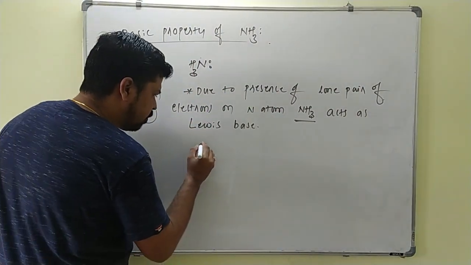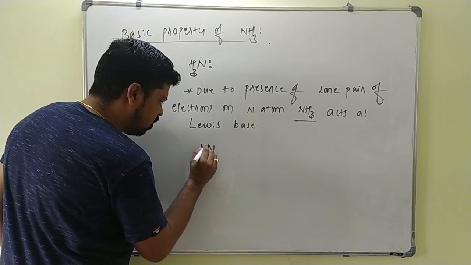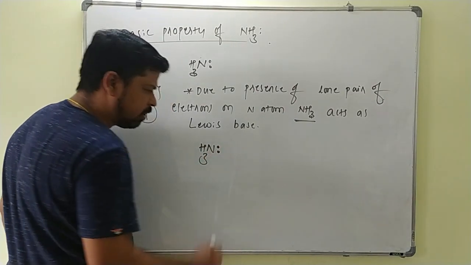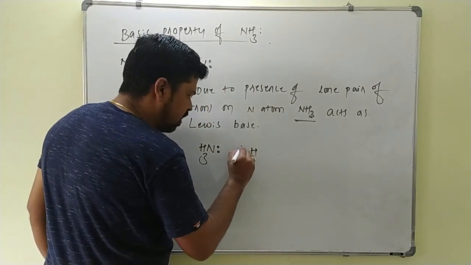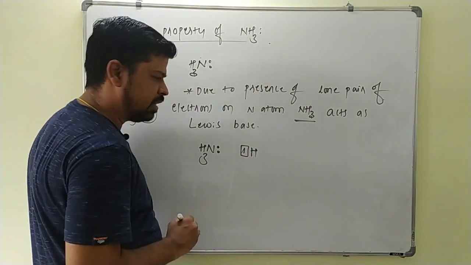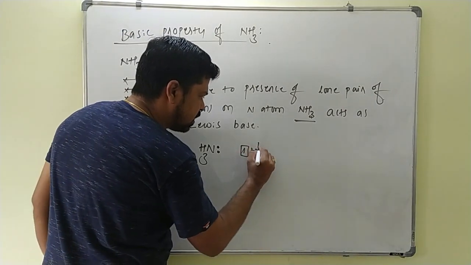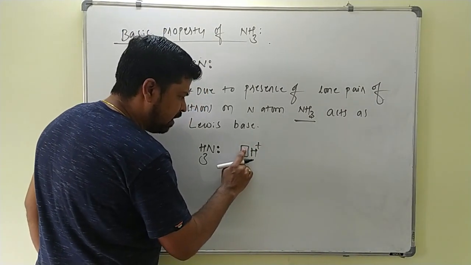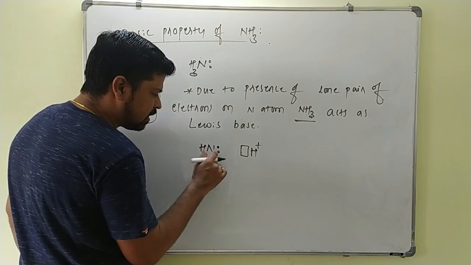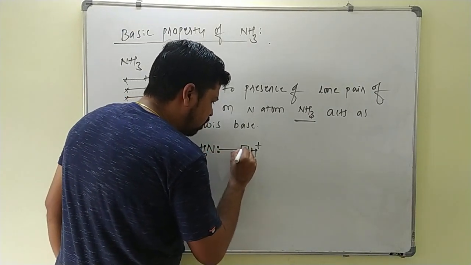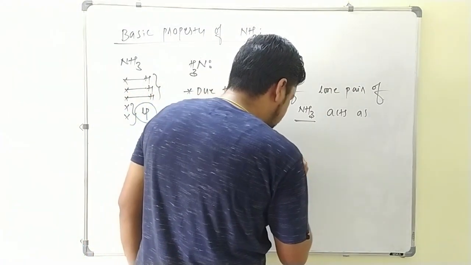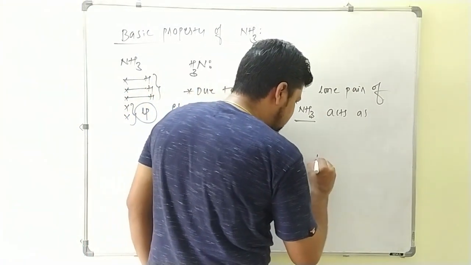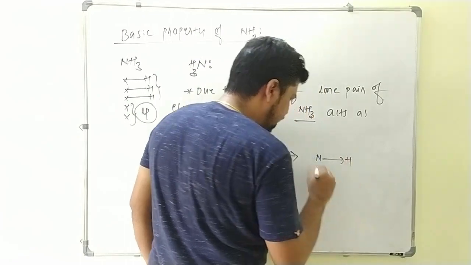For example, suppose this is ammonia, with a lone pair of electrons on the nitrogen atom, and here I will take one hydrogen atom. In the hydrogen, one electron is present. Suppose I make it an H plus ion, so I remove this electron; it has a vacant orbital. Ammonia donates a lone pair of electrons towards the proton. There is formation of what? A coordinate bond. Now it will form NH4 plus. This is a coordinate bond with hydrogen.